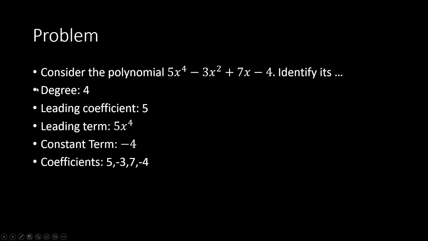So let's look at this problem. You have 5x to the 4th minus 3x squared plus x minus 4. The degree is the highest exponent in the polynomial. In this case, it is 4.